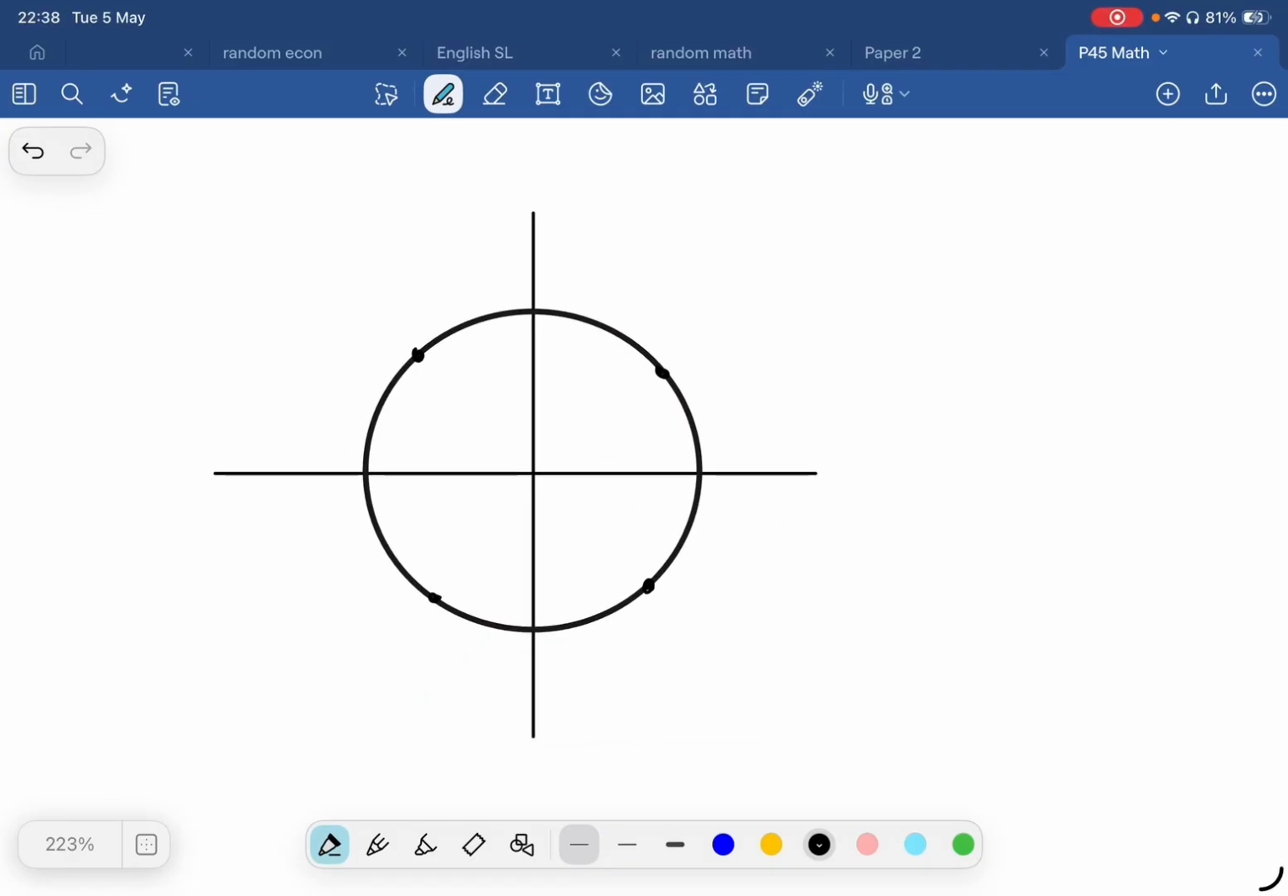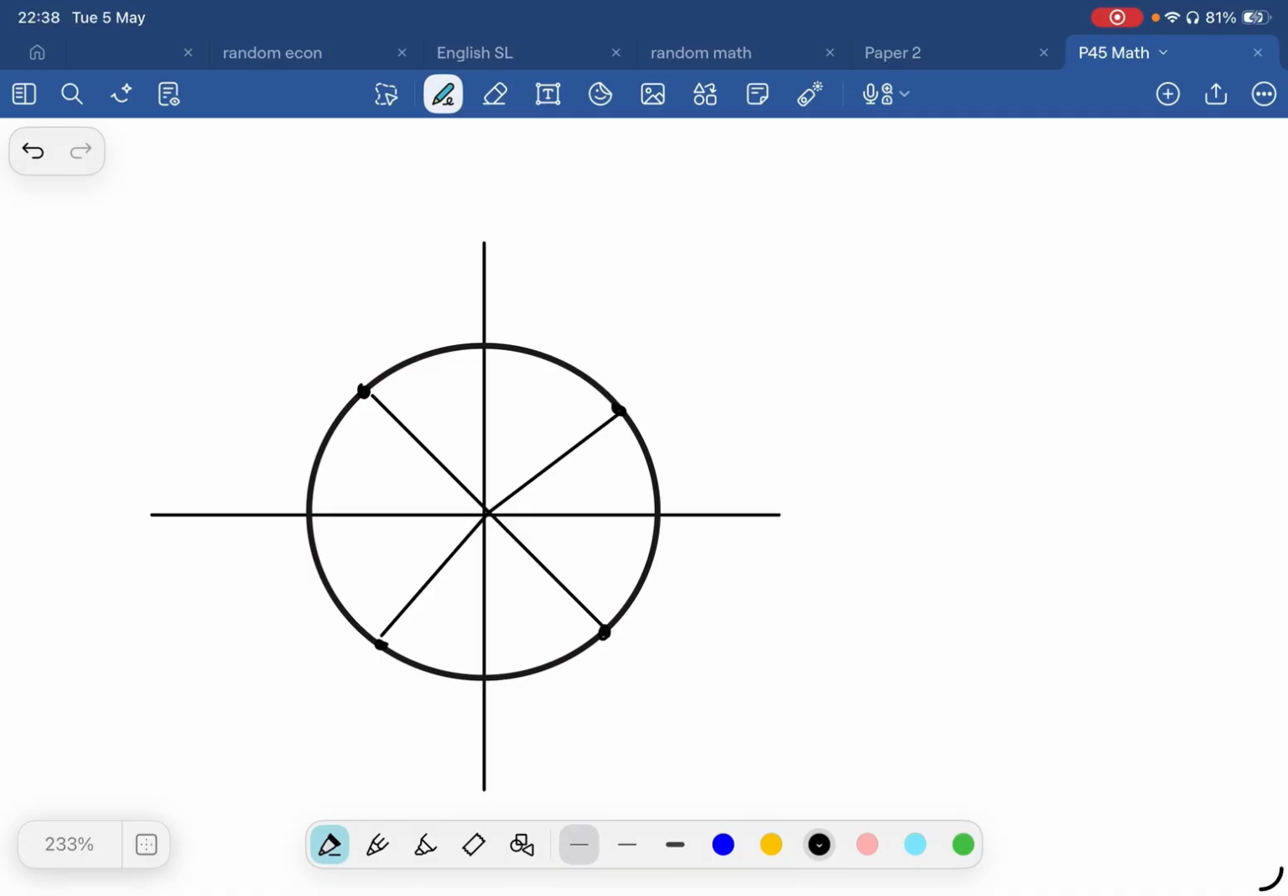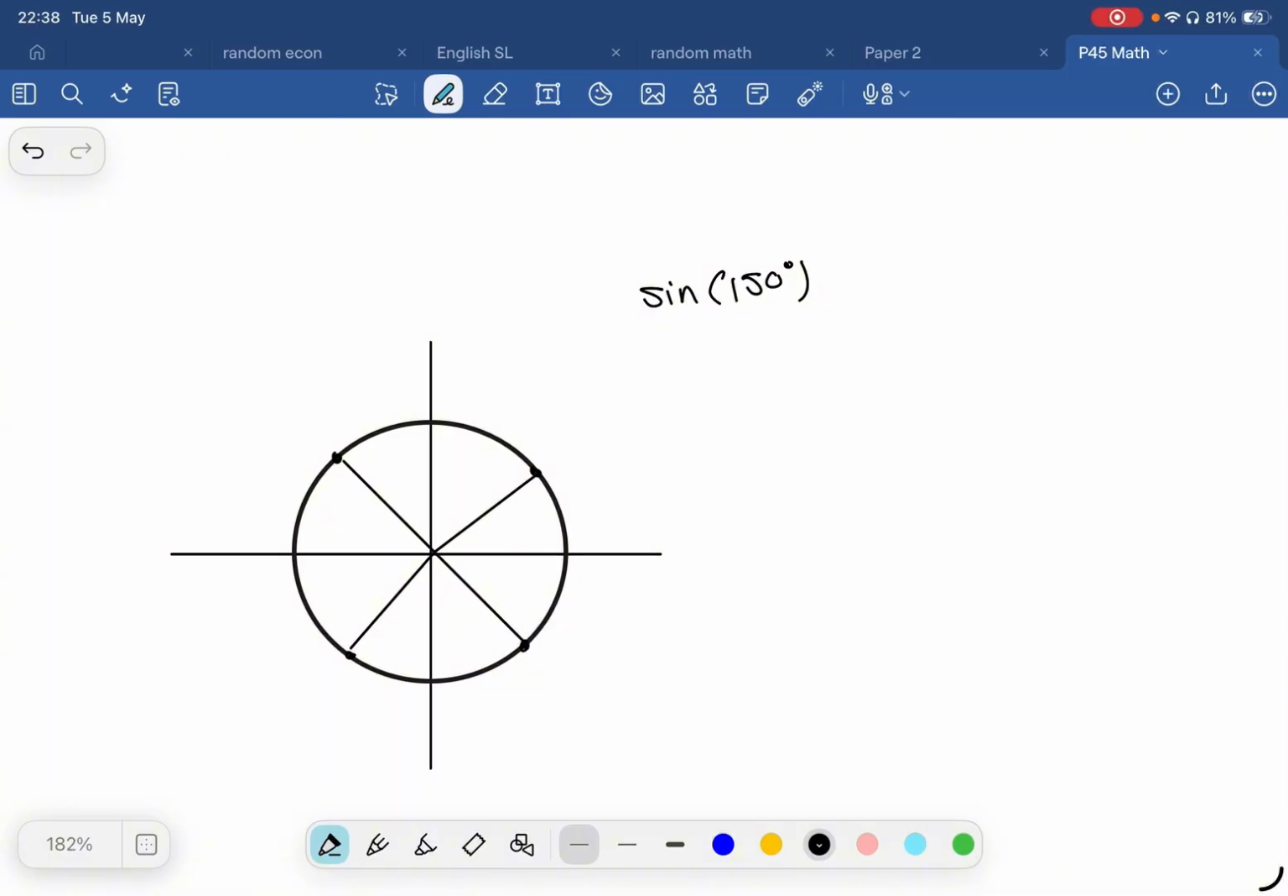Okay, now we're going to solve some questions. So if I had, well, I'm just going to draw this first. If I had a question that said find sine of 150. It's a very, very easy question. If it was in a non-calc paper, probably maybe 2 marks. I've honestly never really seen a question like this because it's a bit too easy.